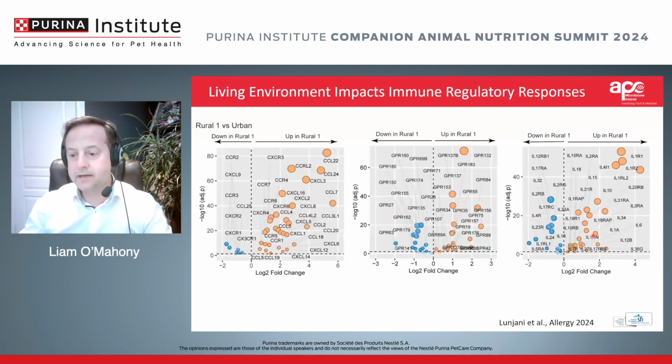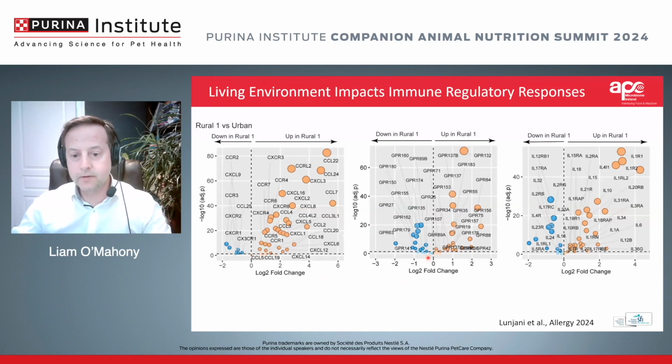And I just plotted out here some of the groupings of genes that I'd be most interested in. And this is plotting p-value versus log fold change. And if you look at chemokines, you can see nearly all of the chemokines are upregulated in the rural kids compared to the urban kids. So, excuse me, suggesting a higher level of immune activation in the rural kids.